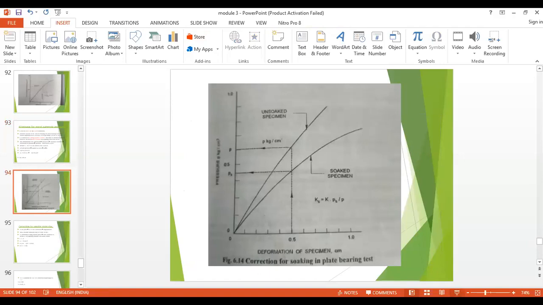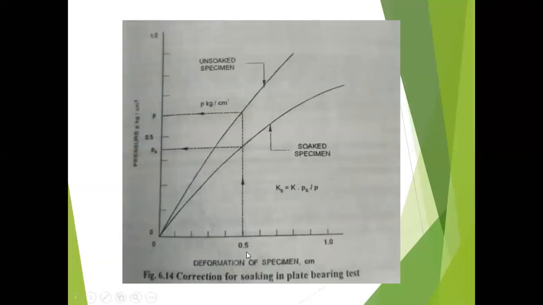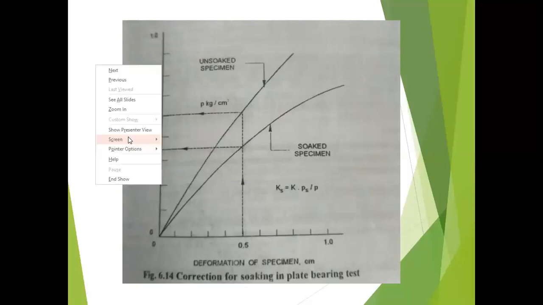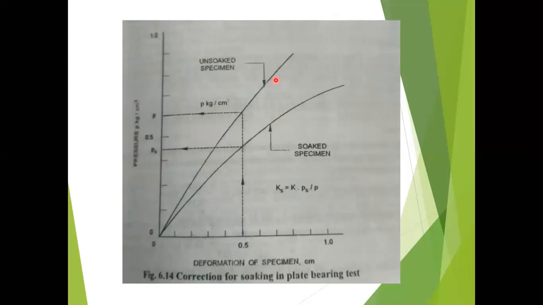And later, this is the graph you are obtaining. This curve is for unsoaked condition, and this bottommost curve is for soaked condition. In both conditions, you will plot the graph between deformation and pressure. Deformation will be on the x-axis, and pressure, that is small p, will be on the y-axis. You are just plotting the graph.